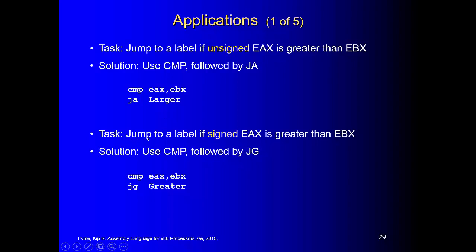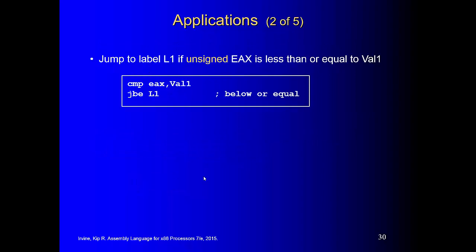Second task, we're going to jump to a label if signed EAX is greater than EBX. For signed numbers, you need to use jump greater than or jump less than. So when we compare EAX with EBX, if EAX is greater than EBX, we go to location greater. Another jump for unsigned, if unsigned EAX is less than or equal to variable 1, go to label L1 for processing.